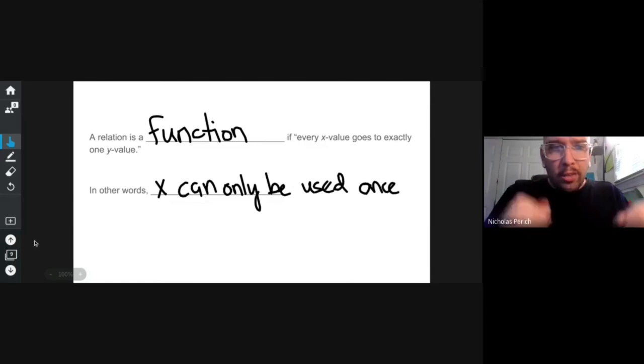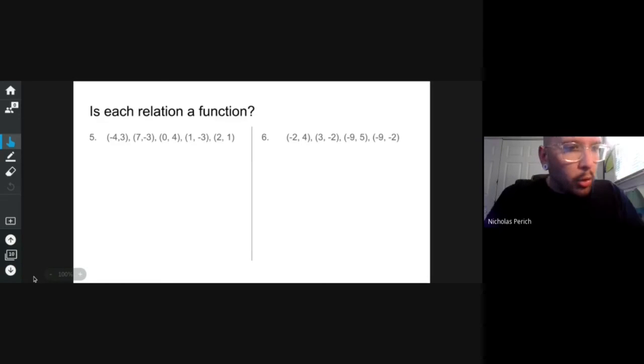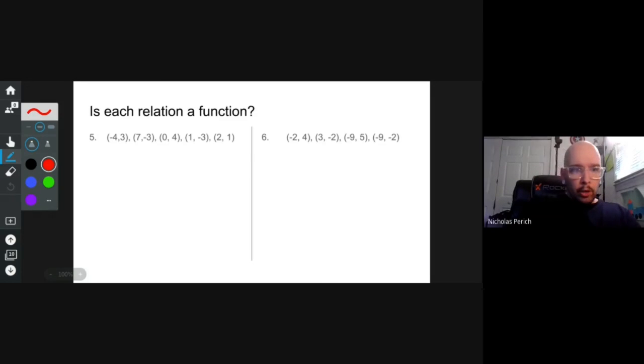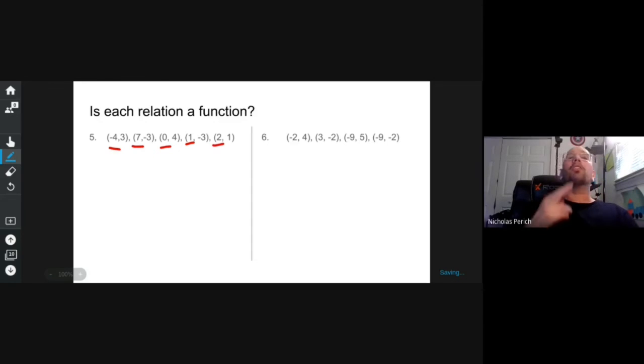A function is a function if x is only used once. What are my x values? They're the first numbers in each point. You're an x value. X, X, X. Oh, rest in peace. Rest in peace, March 18th, 2018. Rest in peace, XXXTentacion, of course. So I have all of these points, and my job is to determine if I have a function or not a function.